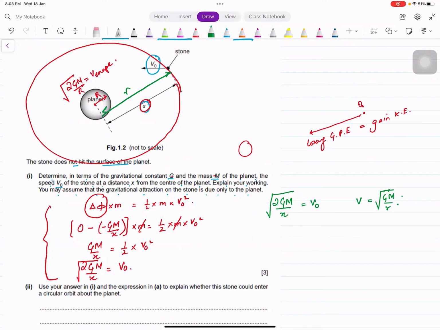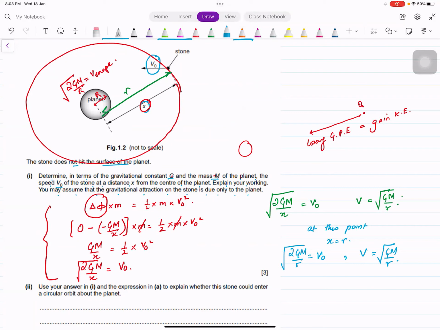What is the difference between these two equations? If we say that at this point, x is equal to r, what is the difference between these two equations? Can I replace it? Can I write v naught like this and v as this? Yes. Can you guess the difference? Sir, v naught is just greater, the 2GM. Yes. So it means that v naught is going to be greater.